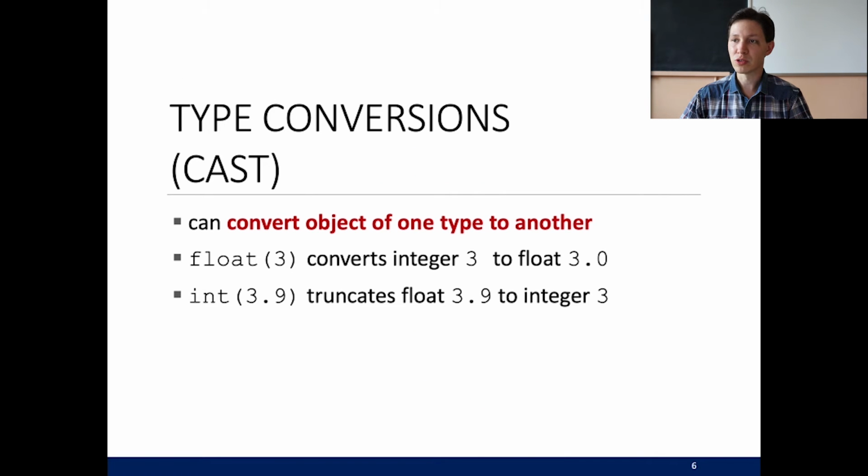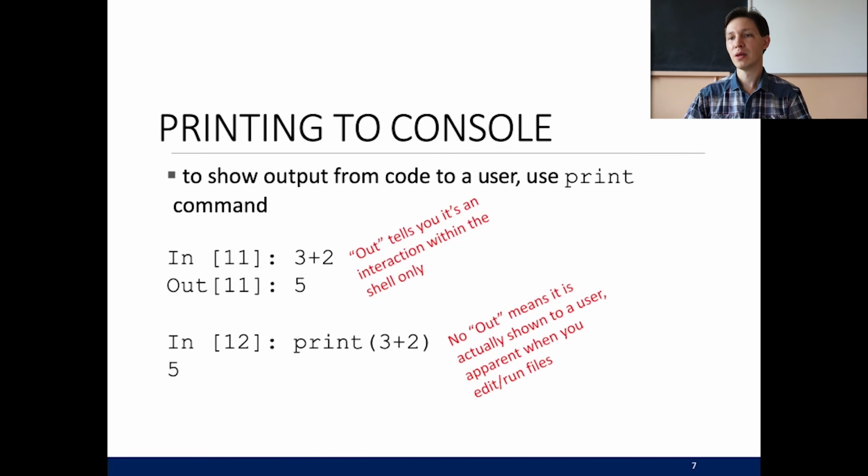Sometimes you need to convert values from one type to another. You can use type conversion for that, specifying a type name and passing a value as argument to it. For example, float of 3 will convert integer number 3 to float number 3.0. On the other hand, converting a float number 3.9 to int will produce integer number 3, truncating the original float. One of the most useful statements in console scripts is a print statement. It allows you to show some output to a user.